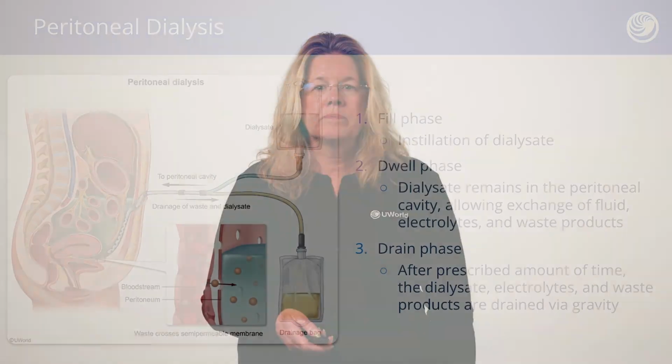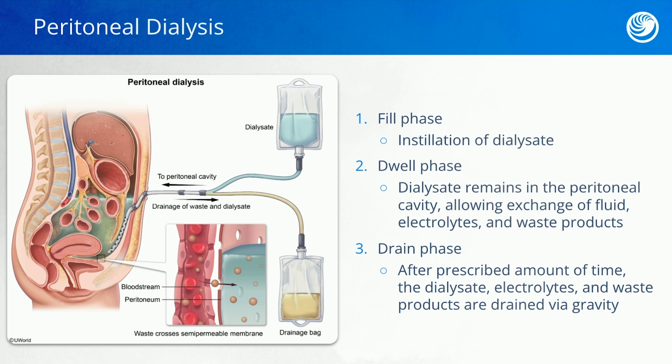In most cases with peritoneal dialysis, the prescription of the dialysate will be that of an isotonic solution, that what we go in should come out. Installation of this dialysate will again take time, and it's run by gravity in most cases. The dwell phase is referring to how long this dialysate is going to remain in that peritoneal cavity.